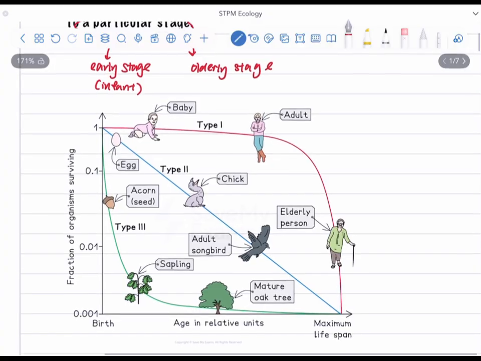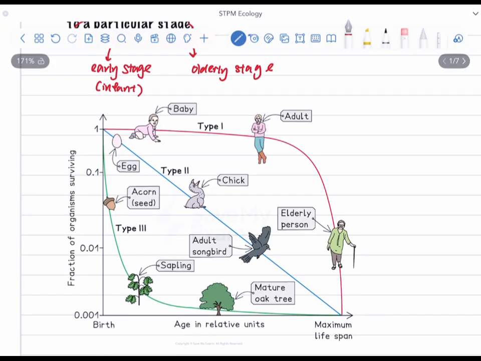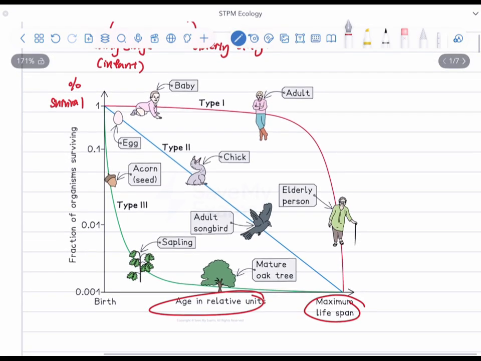And you will see that for this diagram, or usually in mathematical terms, survivorship curves are drawn by plotting the percentage of survival against the age. So I believe you already observed this diagram and you notice that there are actually three types of survivorship curve, which is type 1, type 2, and type 3.